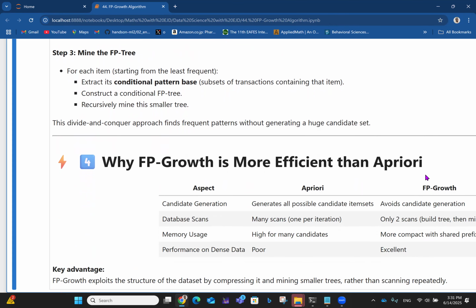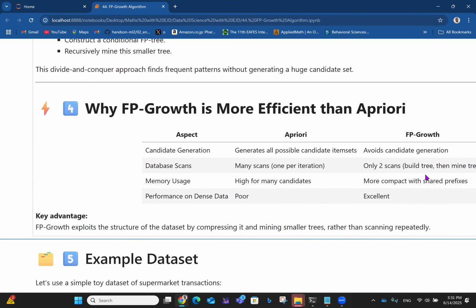Then in step three, you mine the frequent pattern tree. So for each item, starting from the least frequent, extract its conditional pattern base, subsets of transactions containing that item. So you can construct a conditional frequent pattern tree and recursively mine this smaller tree. So this divide and conquer approach finds frequent patterns without generating a huge candidate set. So the problem with the a priori algorithm is that you're going to have several item sets before you get the real thing you want. But here you can go straight to the point and just focus on the key item. So that's why it's called frequent pattern growth.